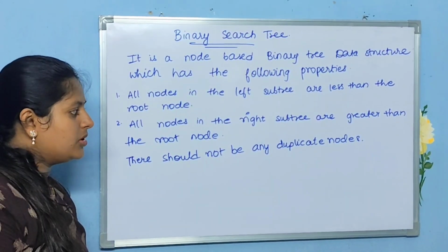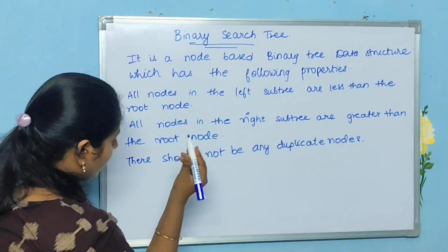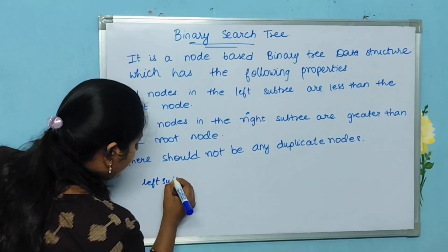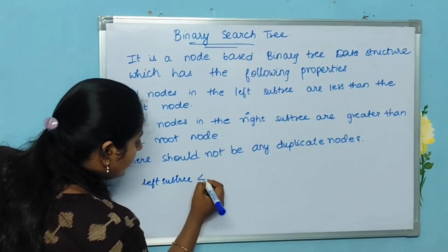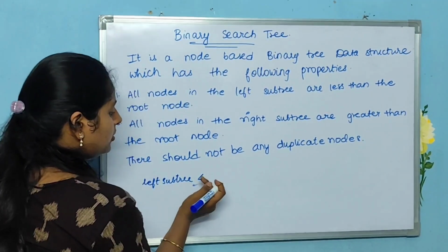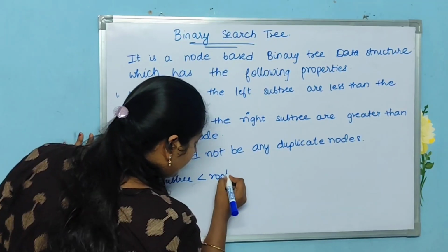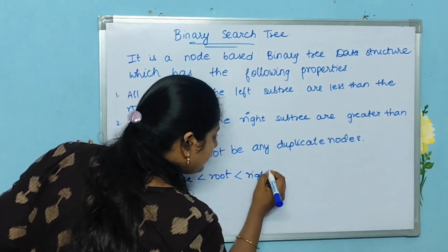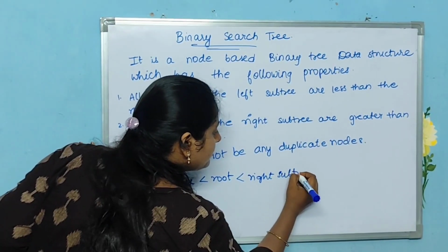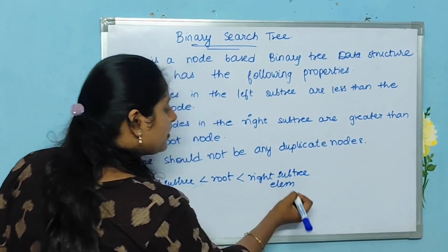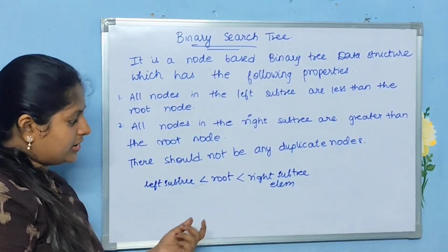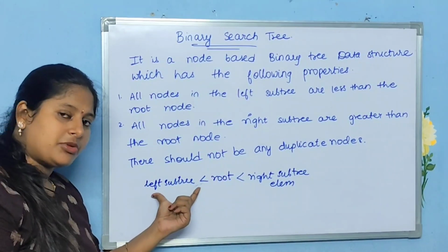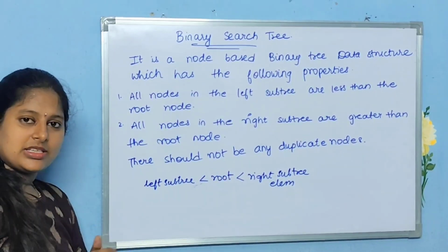This is how it is represented: the elements in the left subtree have less value than the root node, and the root node will be less than the right subtree elements. So the root node is greater than the left subtree and the root node is less than the right subtree.